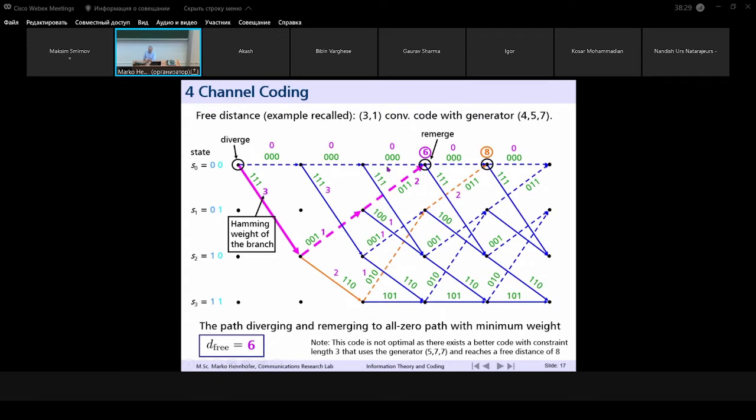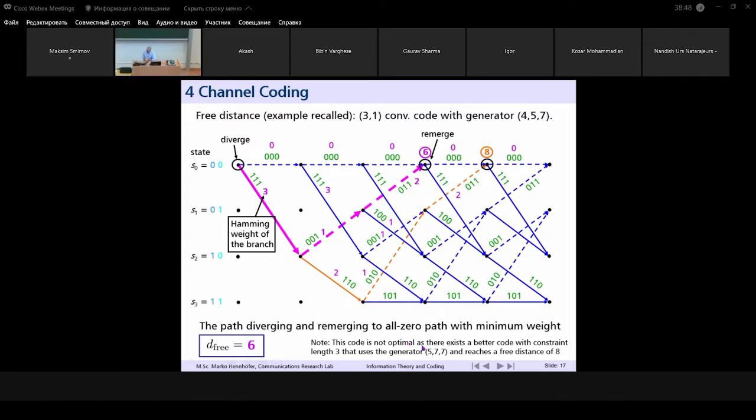A convolutional code with a free distance of 8 will be better than one with just a free distance of 6. Meaning the one with 8 contains more differently looking sequences. That's the main point.